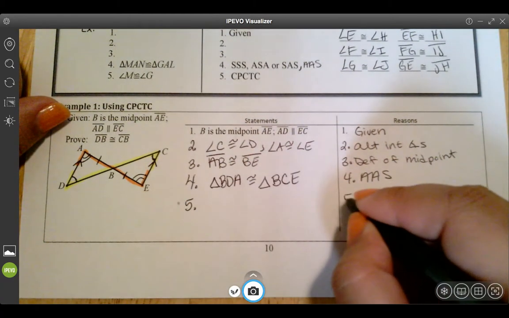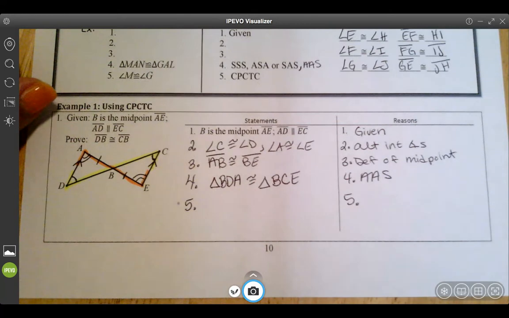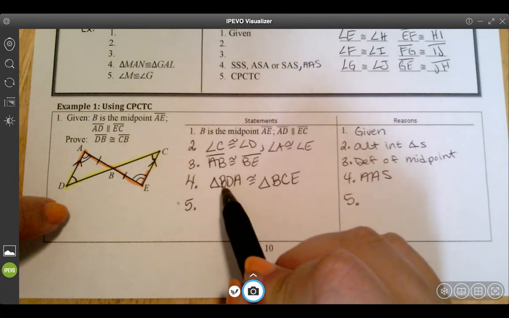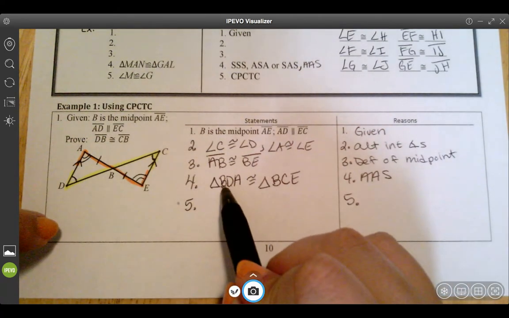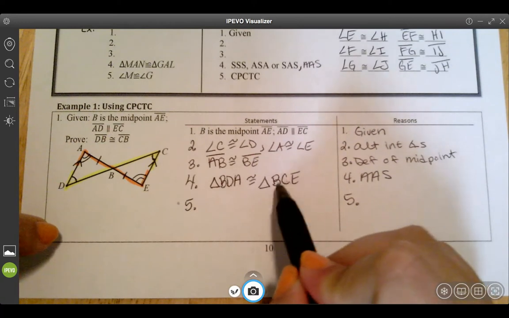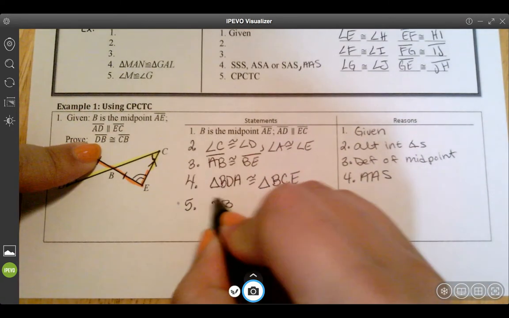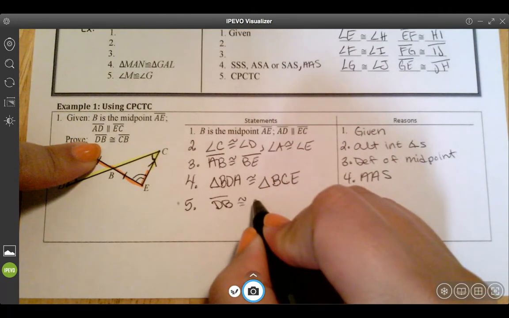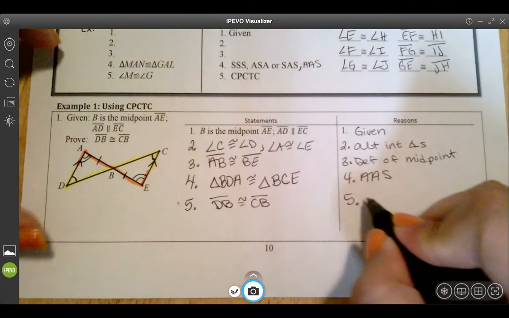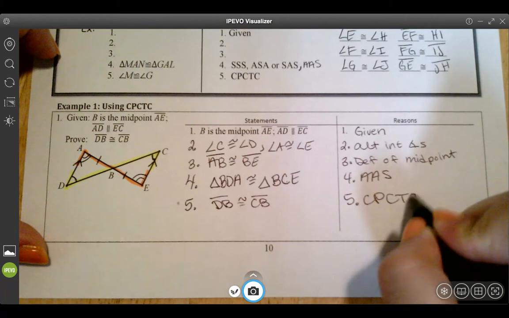So now that we have that the triangles are congruent, after we have the congruence of the triangles, now we can say that means each of the parts is congruent. So since the triangles are congruent, that means that DB is congruent to CB. And we want to write it the same way the proof statement is written. DB is congruent to CB by CPCTC.